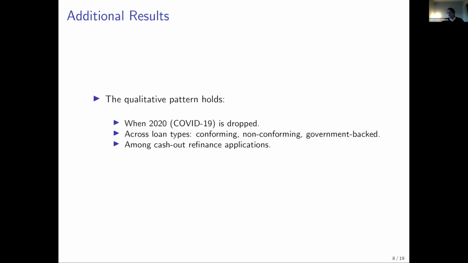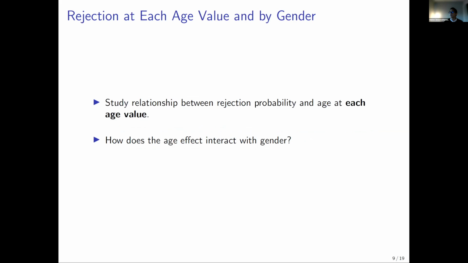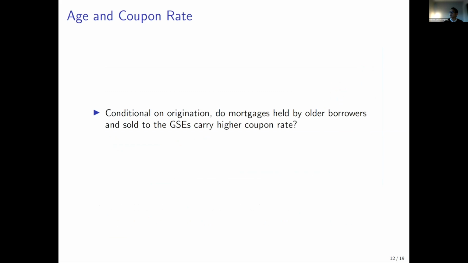So just some additional results. The qualitative pattern holds if I drop COVID-19 or 2020 from the regression. The pattern also shows up across loan types, so conforming loans, non-conforming loans, and government guaranteed loans. And the pattern also shows up in catch-up refis. I'm showing these results to show that, number one, this pattern is robust, and second, it's quite ubiquitous.